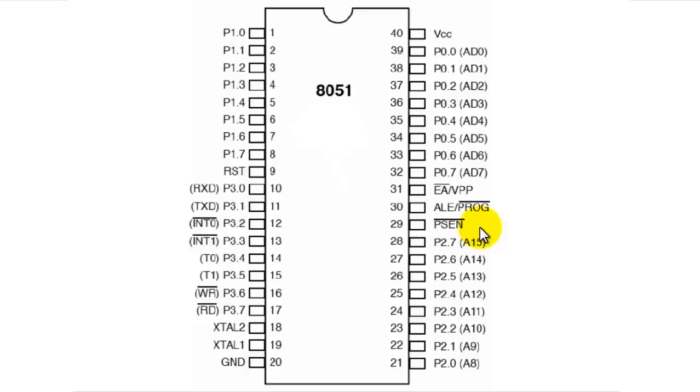Port 0.0 through port 0.7 holds the lower byte address whenever ALE is high, and whenever ALE is low, it carries our normal data. That means it can be used as general purpose IO.